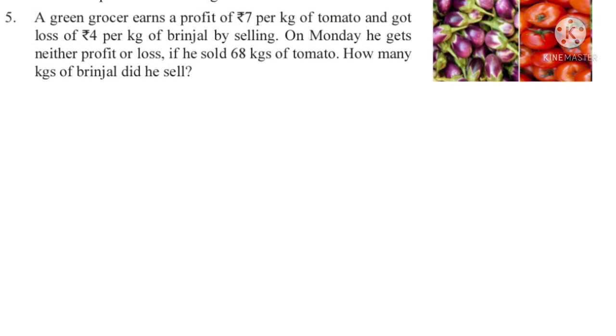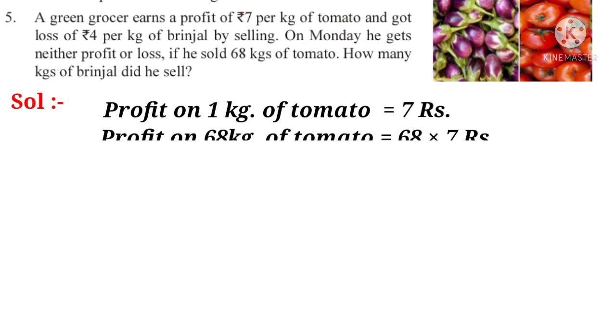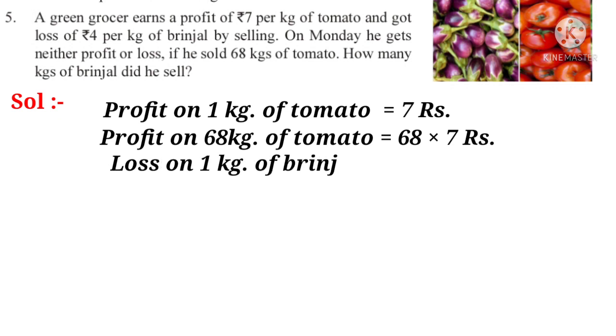If he sold 68 kilograms of tomato, how many kilograms of brinjal did he sell? Solution. Profit on 1 kilogram of tomato equal to, observe the word profit, it indicates plus, so plus 7 rupees. Profit on 68 kilograms of tomato equal to 68 into 7 rupees. Now loss on 1 kilogram of brinjal equal to, observe the word loss, it indicates minus, so minus 4 rupees.